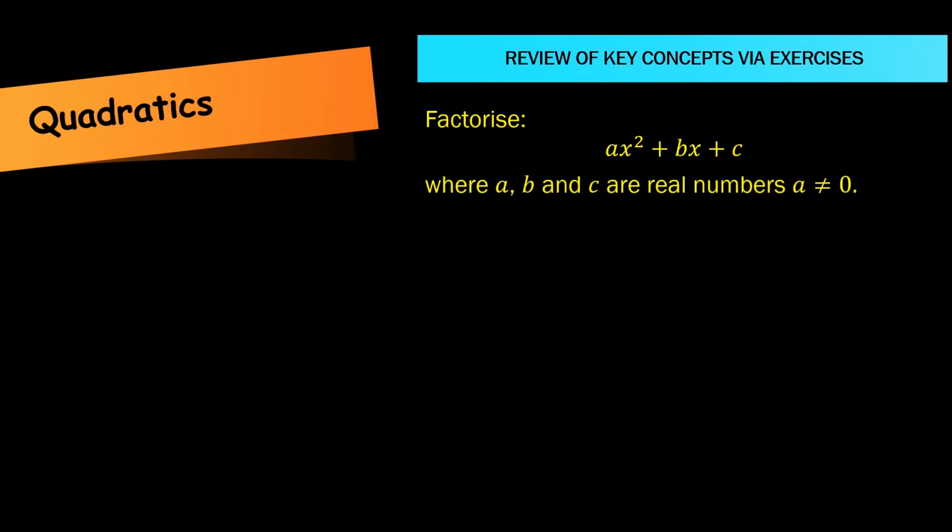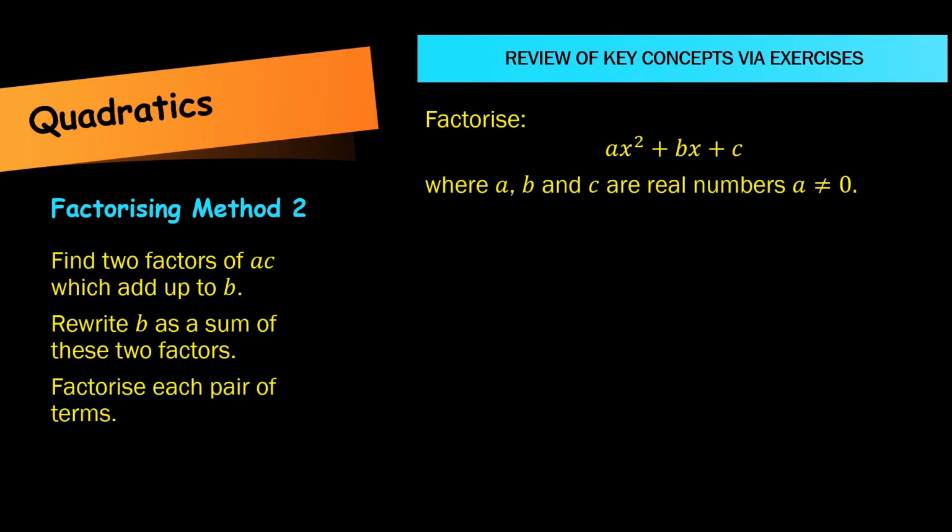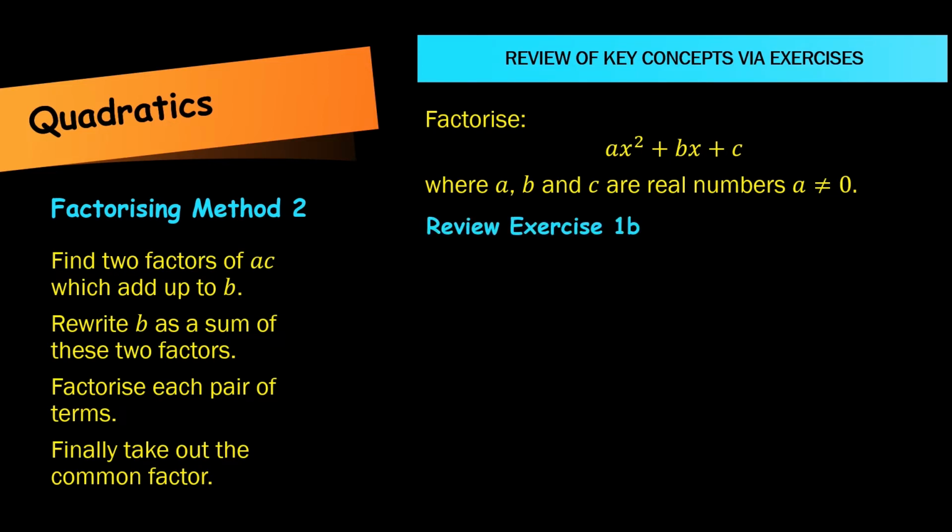We will now take a look at another factorizing method, and we will use it to solve exercise 1b. So the first stage is to find two factors of ac in our quadratic ax squared plus bx plus c, which add up to b. Next, we rewrite b as a sum of these two factors, and then factorize each pair of terms, and finally take out the common factor. So let's solve review exercise 1b using this method.